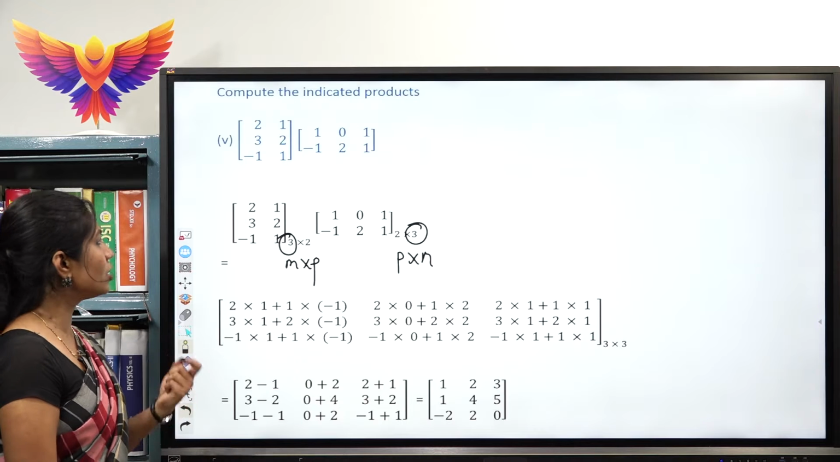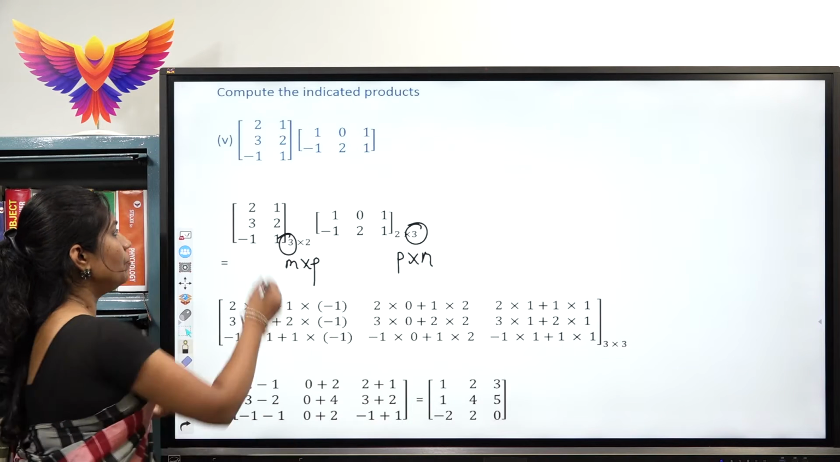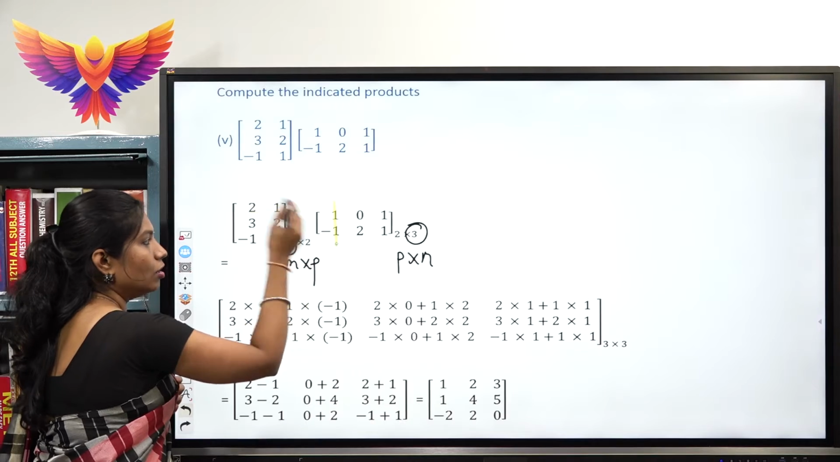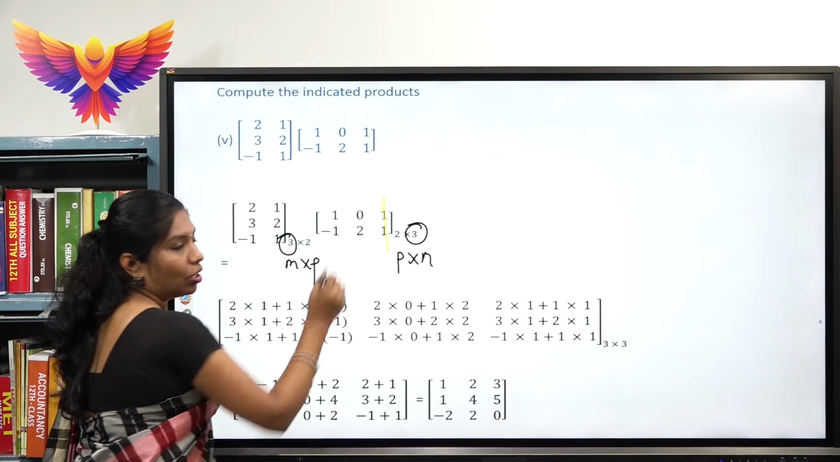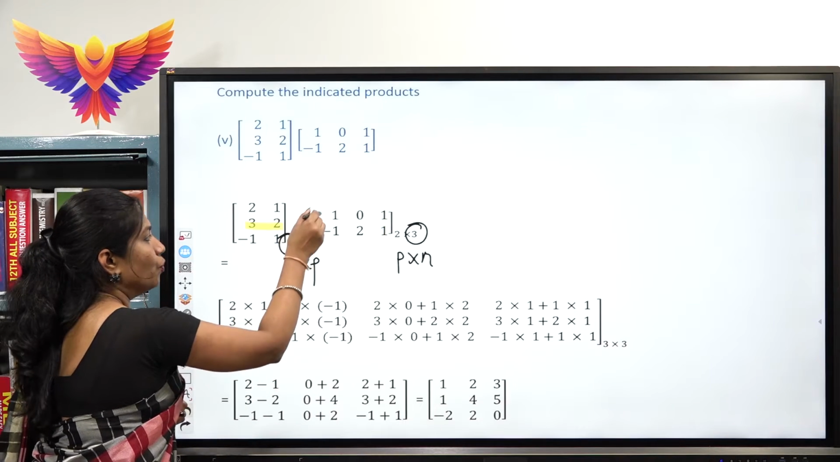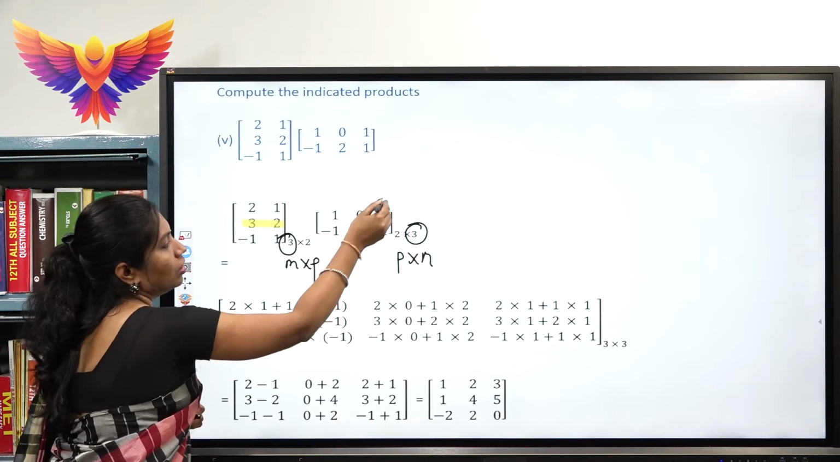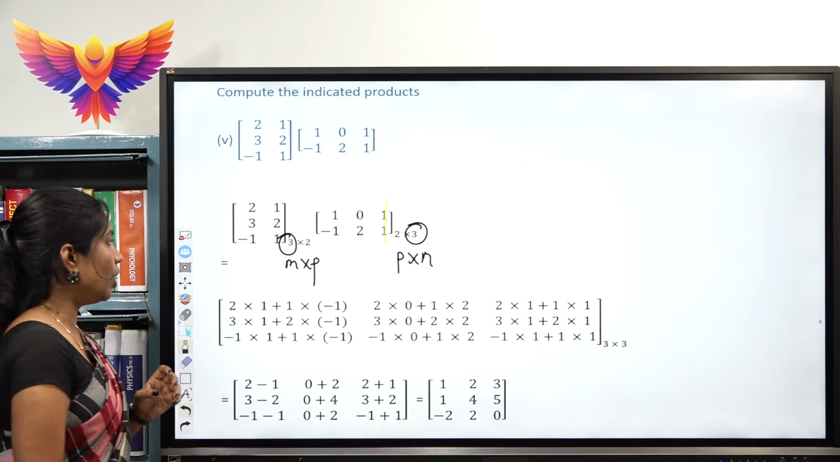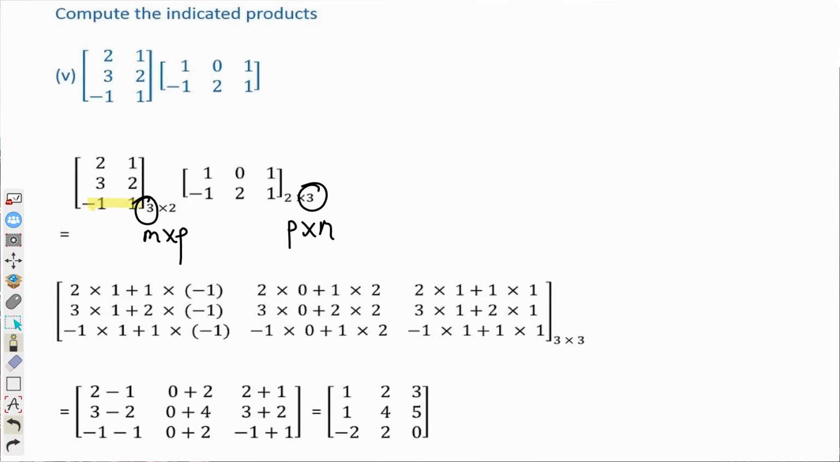Same procedure, we just have to multiply the elements: the first row with the first column, first row with the second column, first row with the third column. Similarly, second row with the first column, second row with the second column, second row with the third column. Same way, third row with the first column, third row with the second column, third row with the third column.